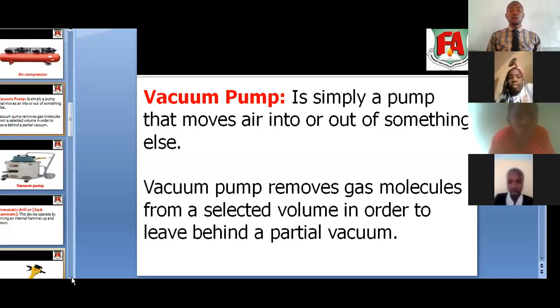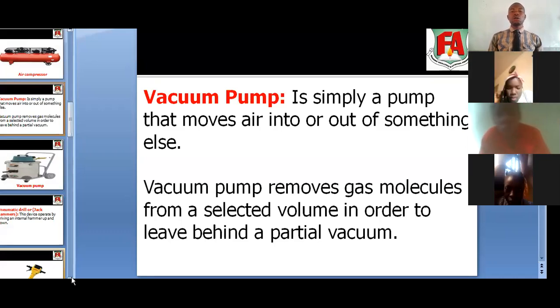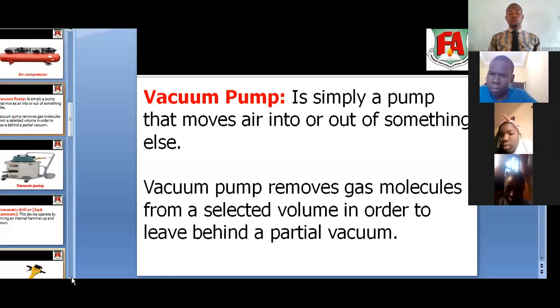Okay, the next type of machine is what we call a vacuum pump. A vacuum pump is simply a pump that moves air into or out of something else. A vacuum pump removes gas molecules from a selected volume in order to leave behind a partial vacuum. Okay, what does that mean? Many of you have seen a vacuum pump before, right? Many of you use a vacuum pump in your house.